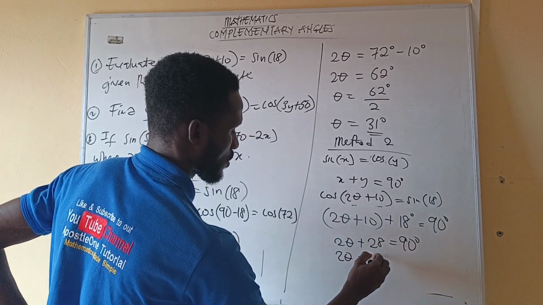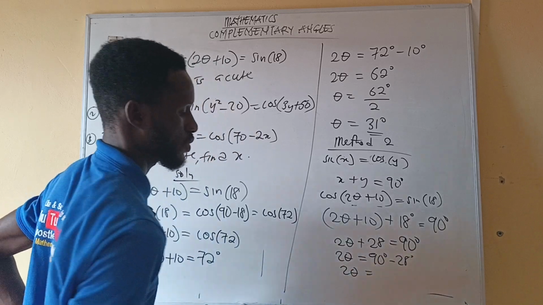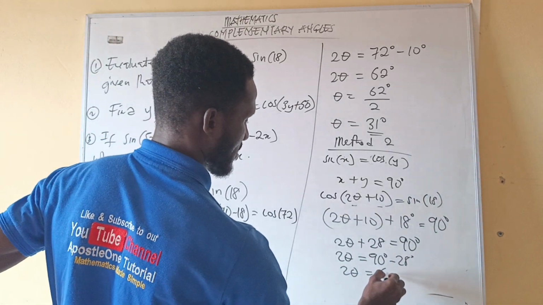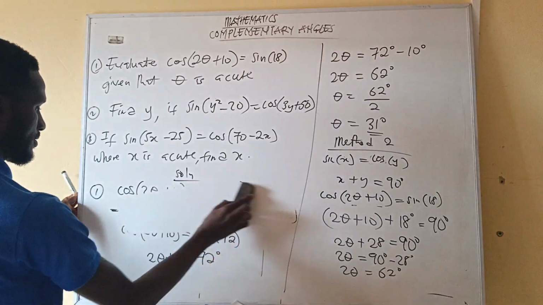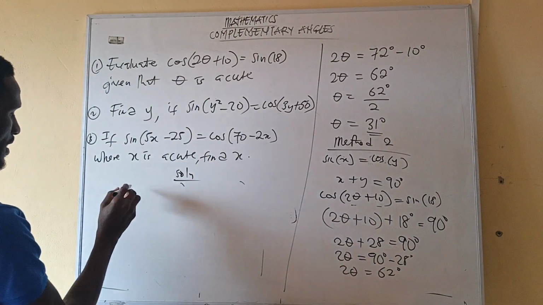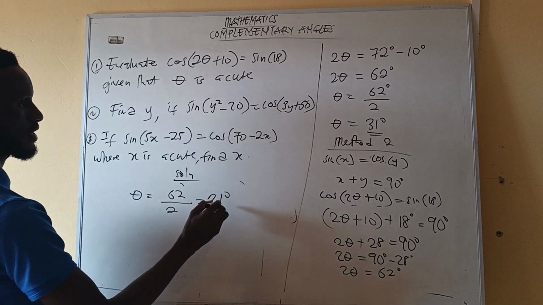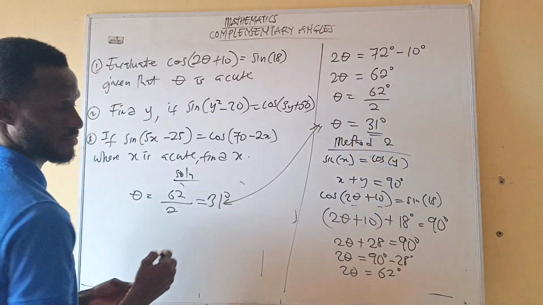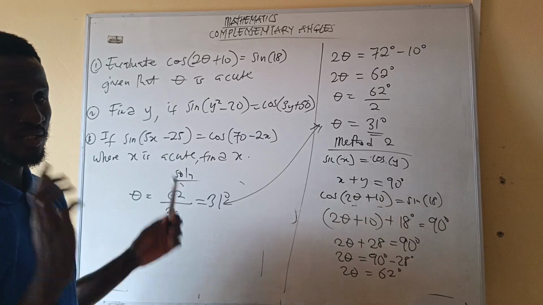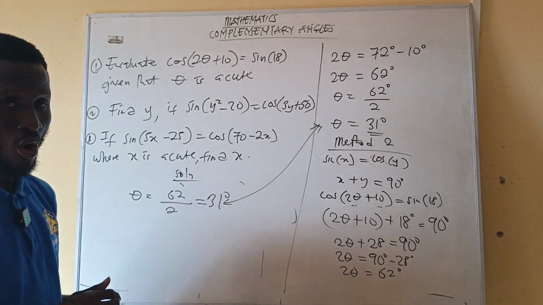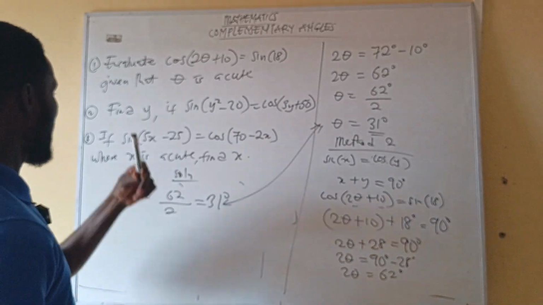So I'm going to get 2 theta is equal to 90 degrees minus what? 28. Now 2 theta will give us what? Now we are going to get 62 degrees. Then theta will give us 62 divided by 2, which is 31 degrees. The same as this. So we have two methods we can go through. We look at it, we add the two angles directly equal to 90 degrees, or you change one of the angles to another angle. Now let's solve question number 2.